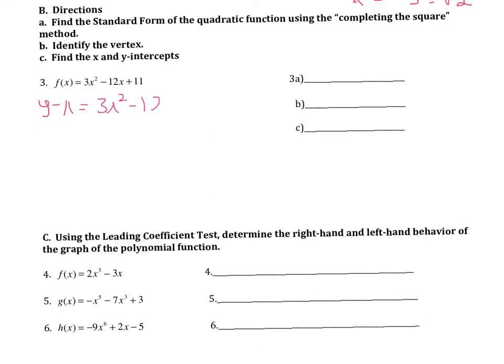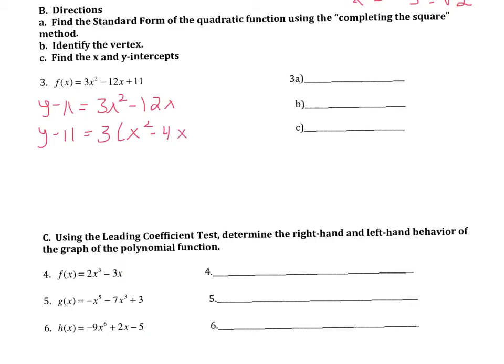And now we want to complete the square with 3x squared minus 12x. The only problem is we can't complete the square with the 3 out in front of the x squared. So I'm going to need to first factor that out.